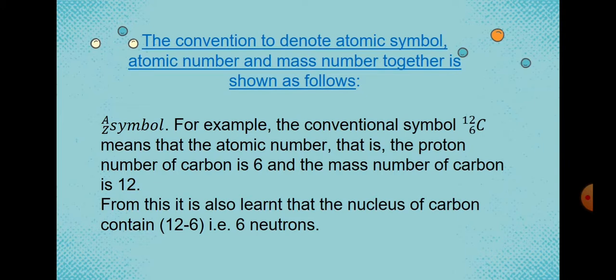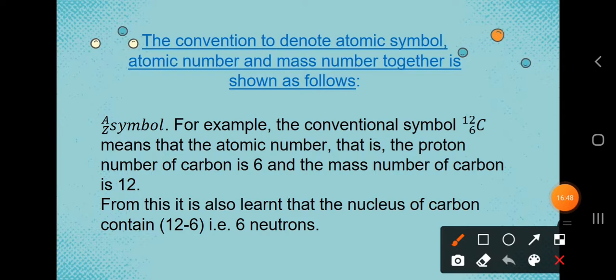And the mass number of carbon is 12. Mass means what? Mass is a combination of protons and neutrons total. Now from this, it is also learned that the nucleus of a carbon contains 6 neutrons. Now how did we understand that there are 6 neutrons? See, here we know that 6 are the protons, and 12 is the mass. Mass means proton plus neutron.